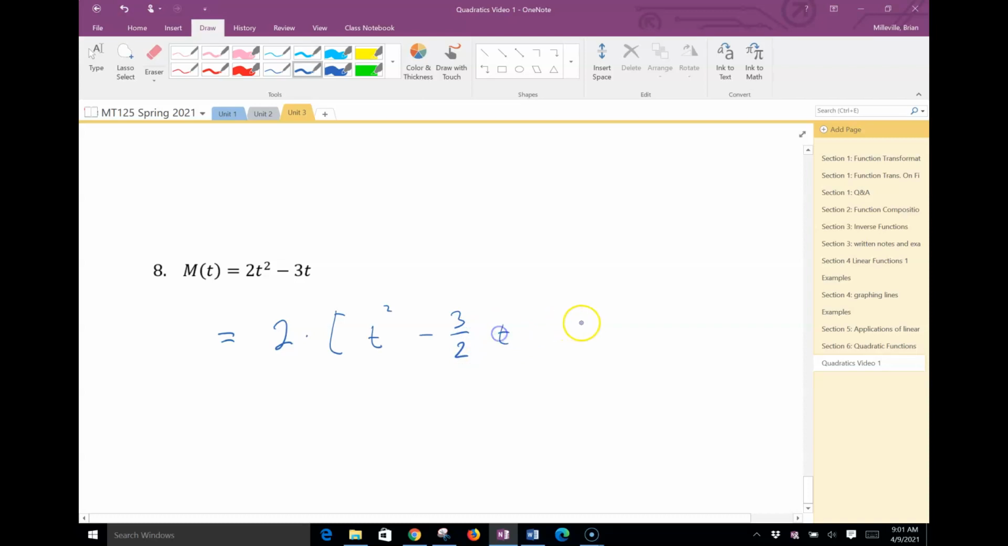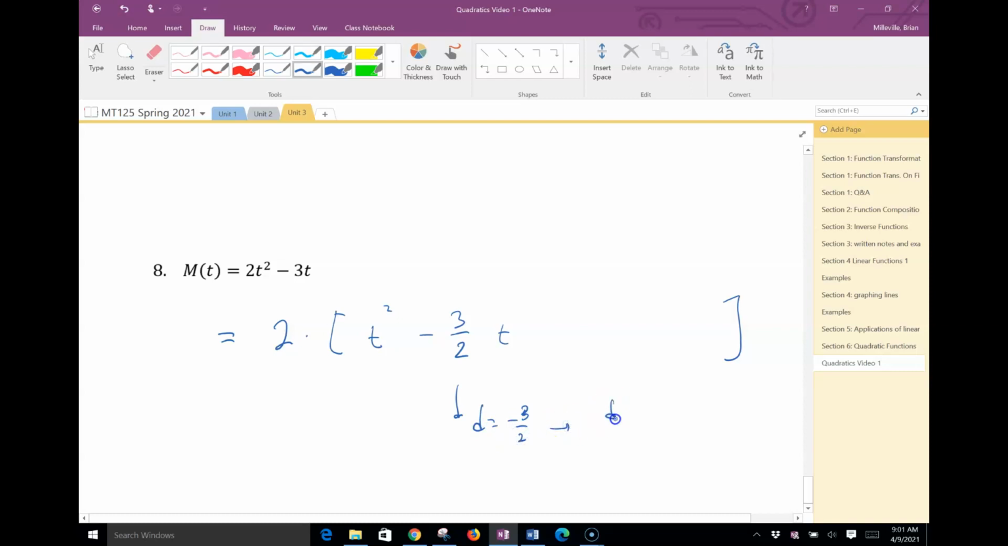Because keep in mind that when we're factoring out 2, it's like multiplying and dividing by 2. So if we multiply by 2 in the front, we then have to divide each of those terms inside by 2. Well, 2t squared gives us t squared. The 3, though, does not divide evenly by 2. All right, so we've got to deal with it. Our number in this case, d, is negative 3 over 2.